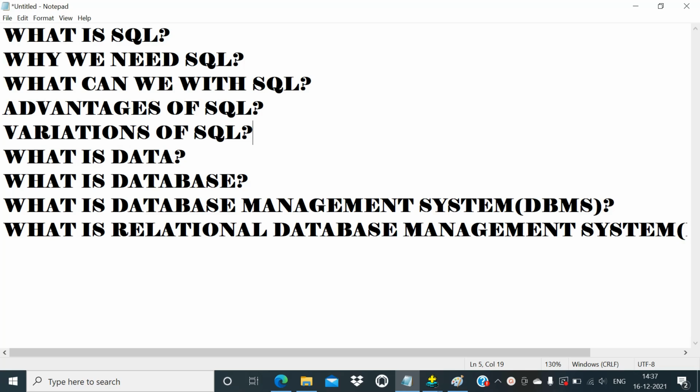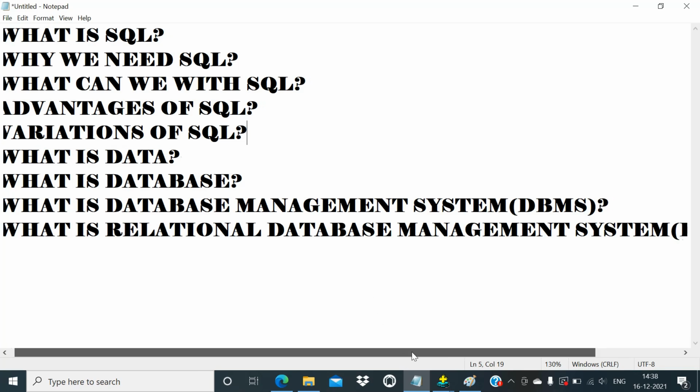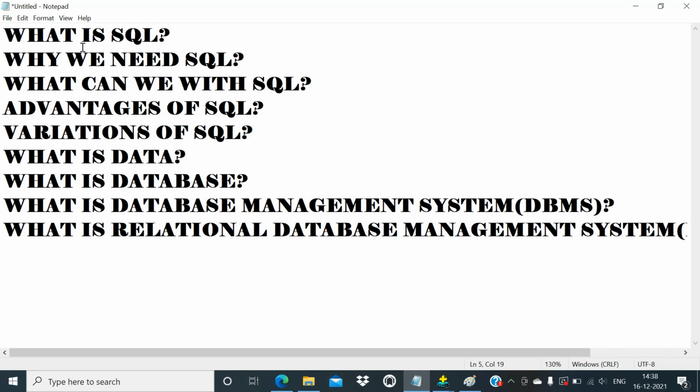So from here we will start our SQL journey. Before entering into the subject, we should know the basics of SQL. So today's content is: what is SQL? Why we need SQL? What can we do with SQL? Advantages of SQL, variations of SQL, what is data, what is database, what is database management system, DBMS, what is relational database management system, that is RDBMS. So firstly, what is SQL?